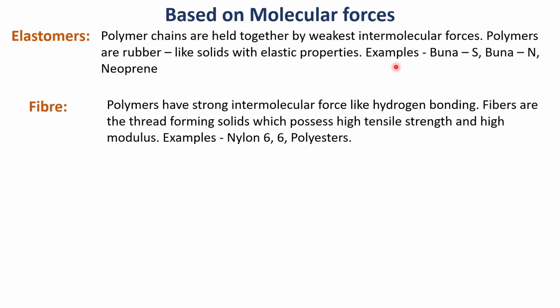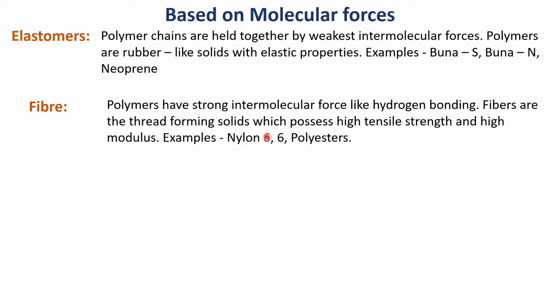The second category is fibers. Fibers are polymers having strong intermolecular forces, like hydrogen bonding. In elastomers, the bonding is weakest, but here they have strong hydrogen bonding. Fibers are thread-forming solids which possess high tensile strength and high modulus. Since the bonding between the monomers is so strong, that gives the quality of high tensile strength and high modulus to the generated polymer.